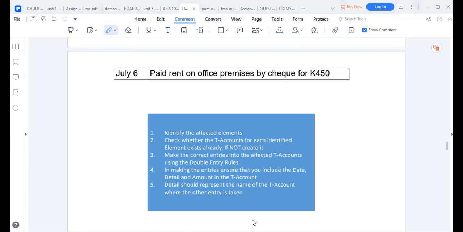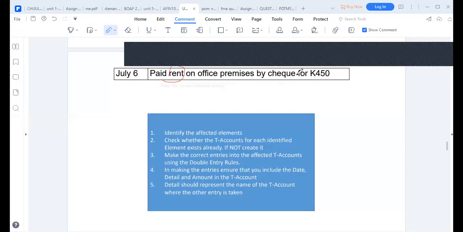He has identified the element that rent is an expense. So to increase the expense using PEARLS, we're going to do what? We're going to debit. Okay, so rent account and bank account. So bank is paying out, so it's reducing. So the assets are reducing there. So we're going to credit the bank account.